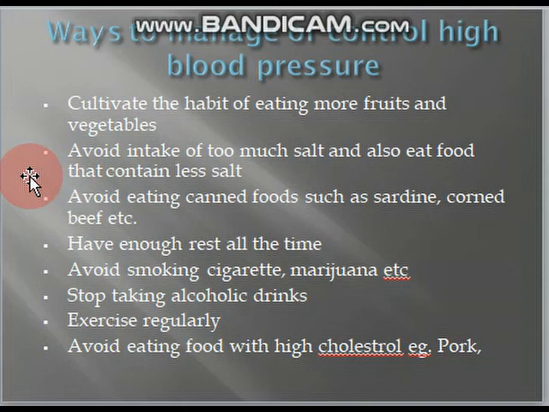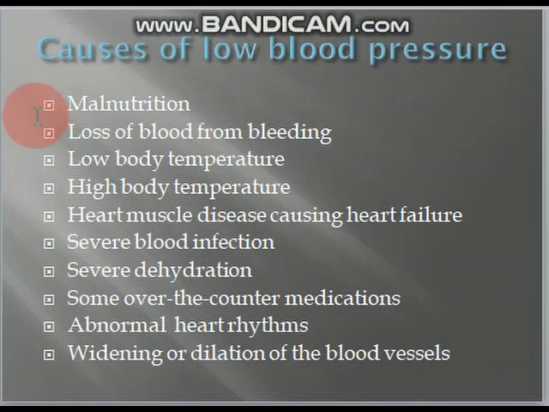Avoid eating canned food such as sardine, corned beef. Have enough rest all the time. Avoid smoking cigarettes, marijuana, etc. Stop taking alcoholic drinks. Exercise regularly. Avoid eating food with high cholesterol, for example, pork. So we come to the very last slide for this topic on the circulatory system in humans.